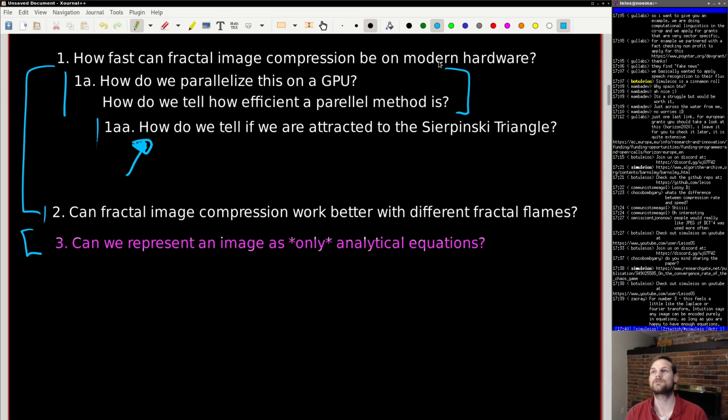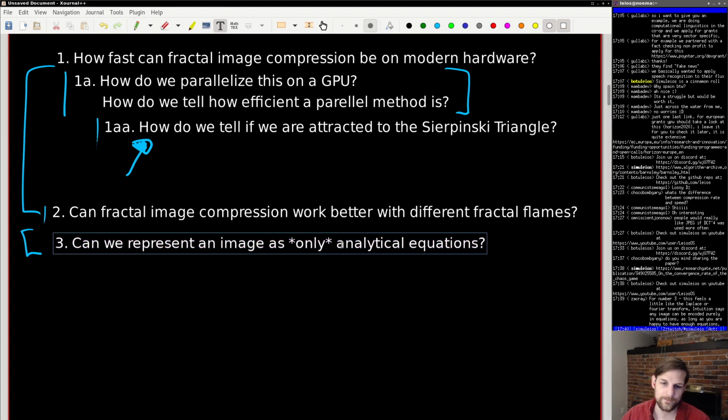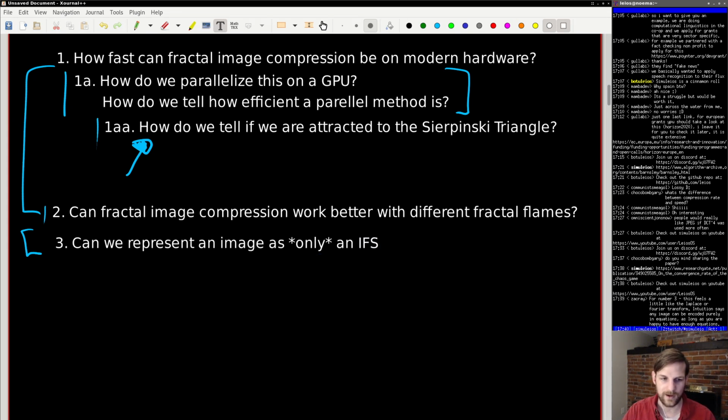Specifically, what I was looking for is, okay, let's not say analytical equations. Let's say specifically as only an iterated function system. I'm talking about a set of transforms, essentially affine transforms on top of a group of points. But in some sense, you just explained why JPEG using DCT is way better than fractal image compression. It's kind of doing the same thing, it just does it better, you know?